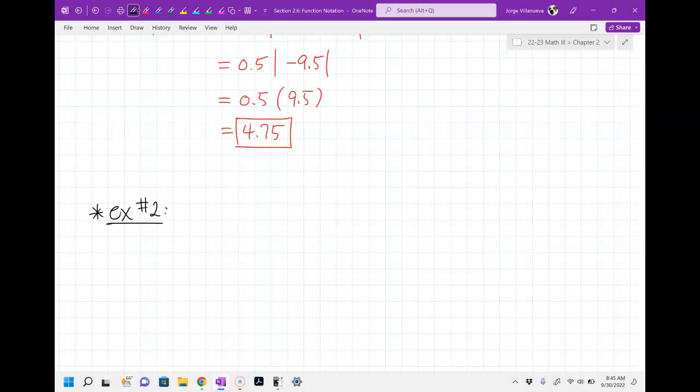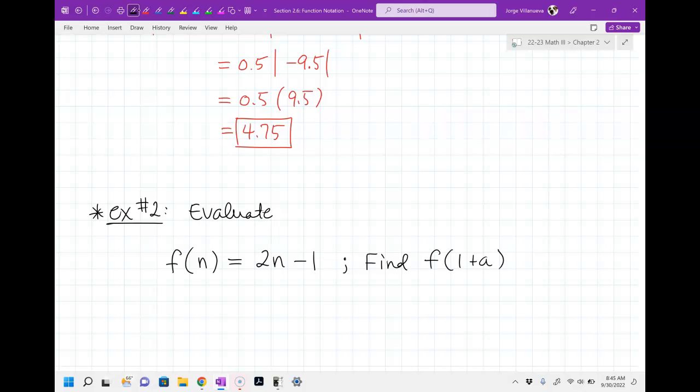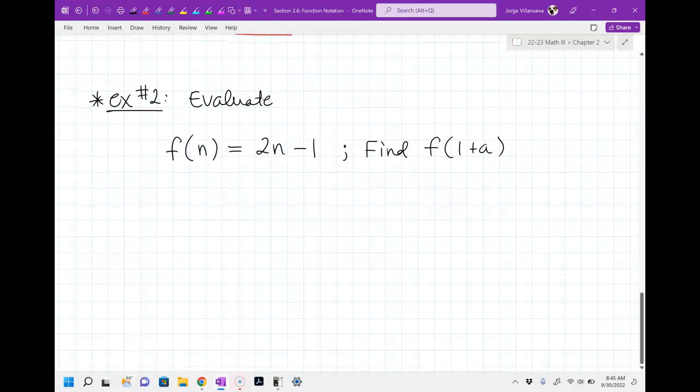Okay? So evaluate. Same instructions. We're going to do the same exact thing. It's just going to look a little different. So check it out. If they give me this function, f of n equal to 2n minus 1, find f of 1 plus a. All right, so f of n is equal to 2n minus 1. Find f of 1 plus a.